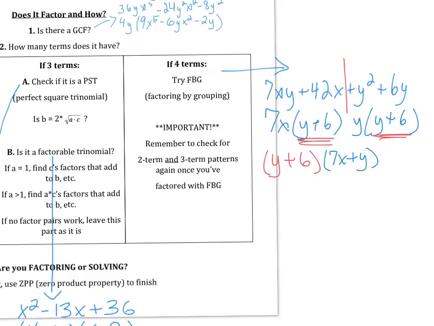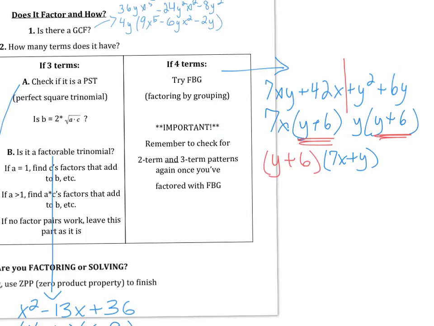Again, it's really important that sometimes when you're done with factoring by grouping, you may need to look for other 2-term or 3-term patterns. Like if this right here was still a difference of squares, let's say, you would want to break that down again. So things like that, just be aware of.